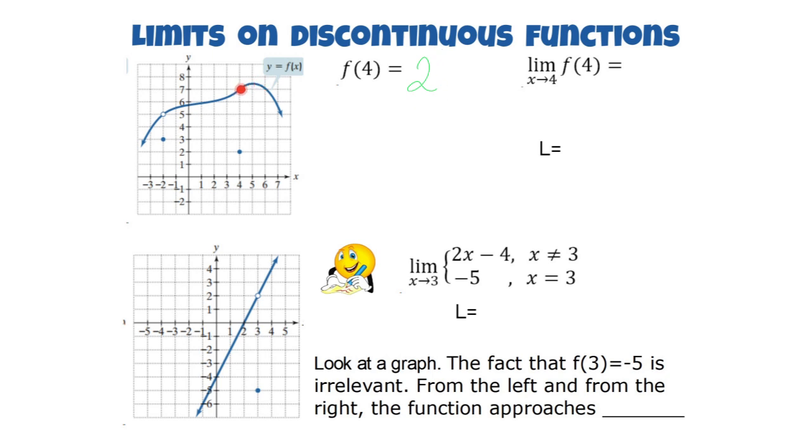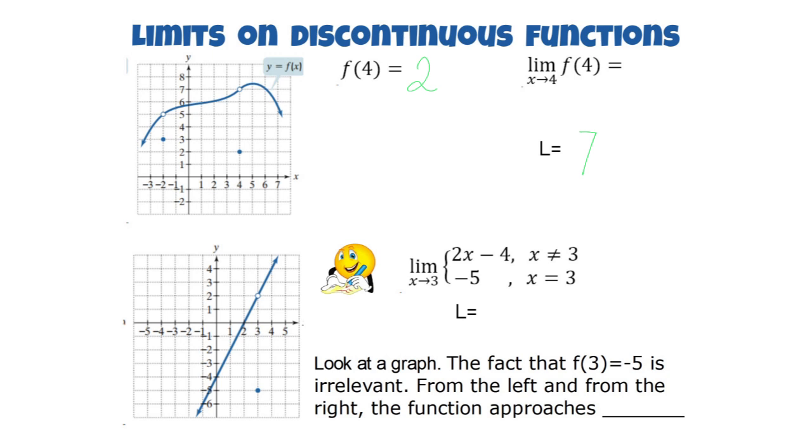It's approaching this hole, and the y value at that hole is actually a 7. So that's what's different about evaluating the function and evaluating the limit of that function. The limit is what is actually approaching, and what is actually approaching is 7, not the 2.